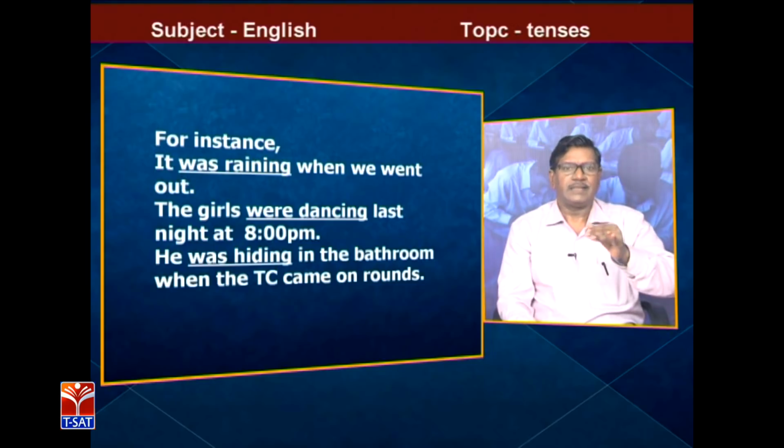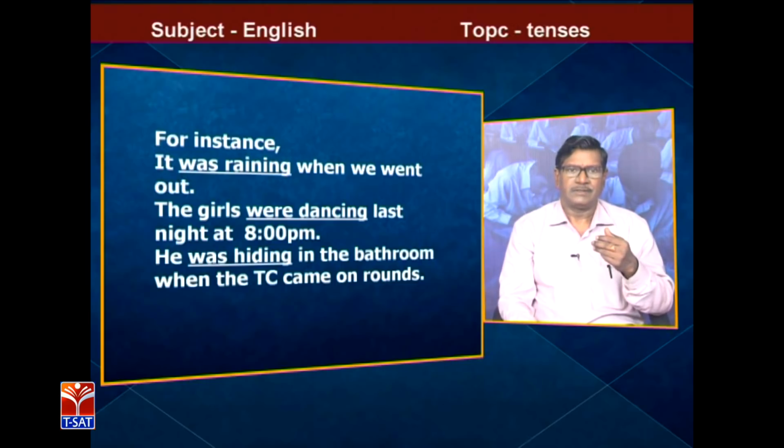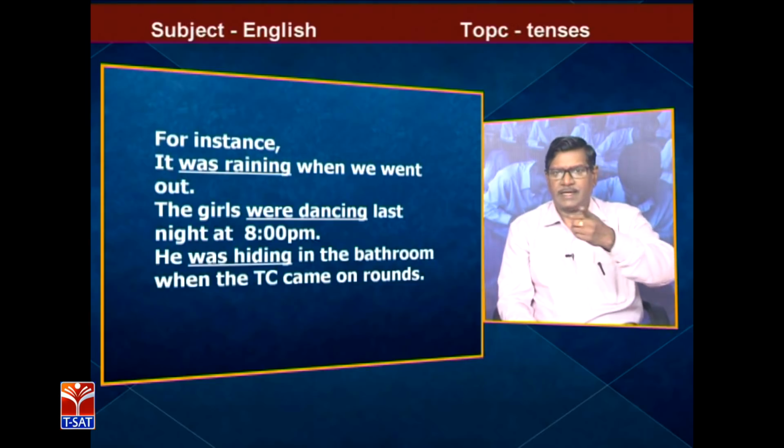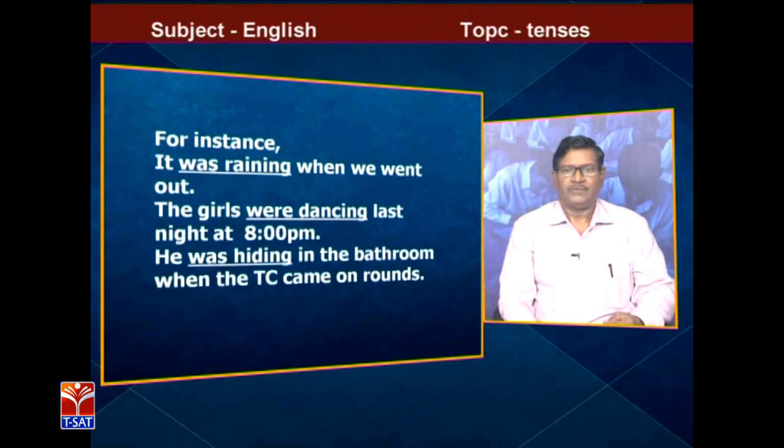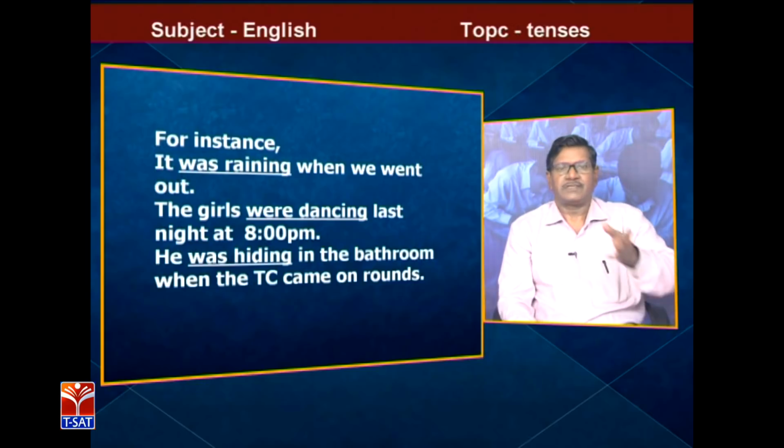He was hiding in the bathroom when the TC came on rounds. In the train, TCs come and check up for the tickets bought by the passengers. But a man was hiding in the bathroom when the TC came. He was hiding. So these are all the past actions which happened at some time in the past.